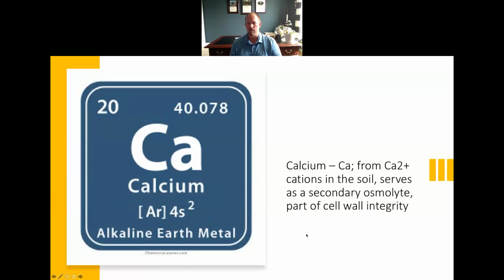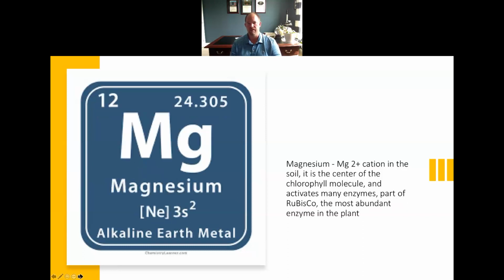Next one is going to be calcium. Calcium is, again, a cation, so positively charged. It comes to the plant, again, from the soil. It serves as a secondary osmolyte, similar to potassium. It's part of the cell wall integrity, so just like the bones in our body, it's part of the structural integrity of the plant.